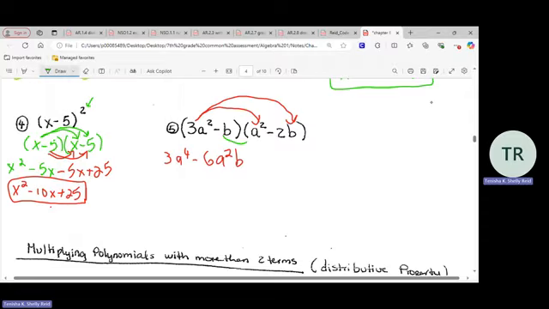So -b times a squared is going to give me -b a squared. And then we have -b times -2b. -1 times -2 is going to give me +2. And b times b is going to give me b squared.